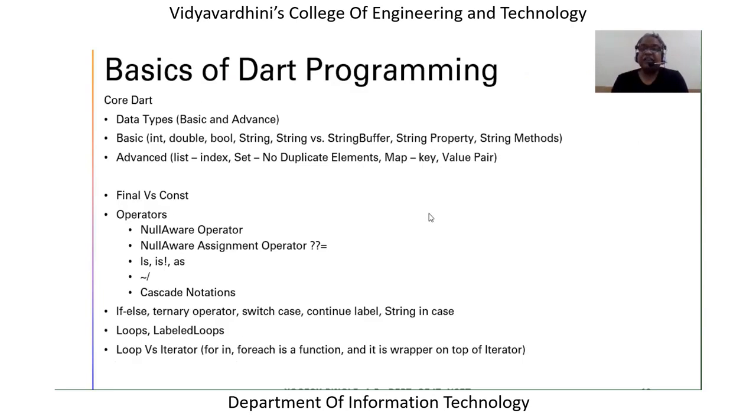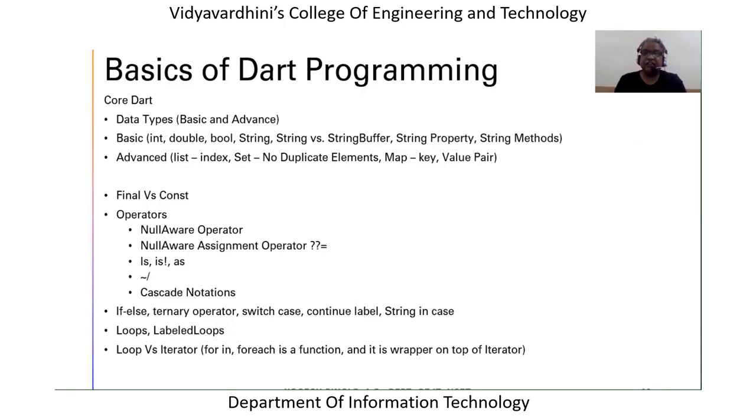Now, what kinds of basic things are we going to study in Dart? First we will start with core Dart. As I told you, Dart is inspired from all the other languages. The syntax is similar, but it has a combination of a lot of different kinds of concepts. The first thing is data types. We have two types of data types: basic data types as well as advanced data types.